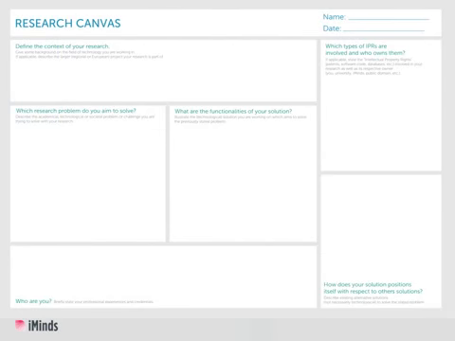The Research Canvas provides you with a single-page poster format that captures the key elements and unique differentiators of your research. It allows you to approach your research from many different angles, such as the alternative solutions to your research question, legal implications, intellectual property, and practical applications.